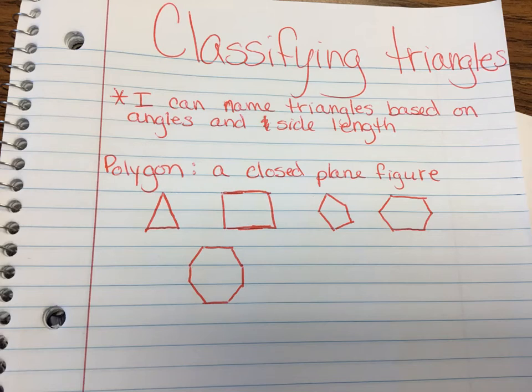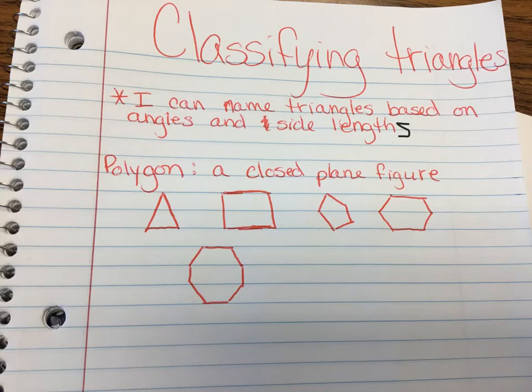Good morning. It's time for us to talk about classifying triangles. Your I can statement is, I can name triangles based on angles and side lengths. Ooh, that should have an S there. For sure. Go ahead and write it in your notes that it has an S on the end of side lengths, because sometimes I spell things wrong.